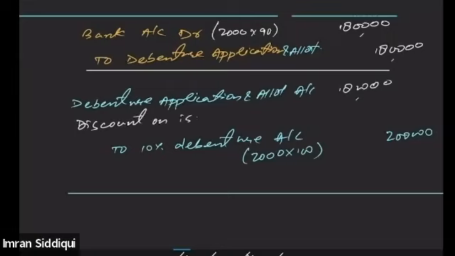Discount on issue of debenture account. Discount will be debited. Discount on issue of debenture account will be debited by 20. I hope this is clear, everybody.